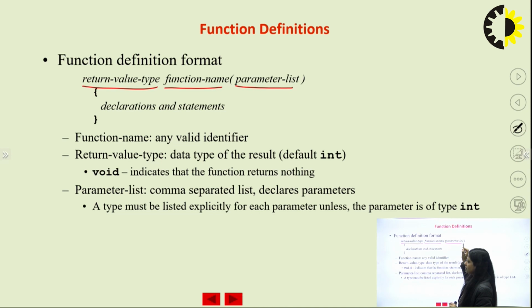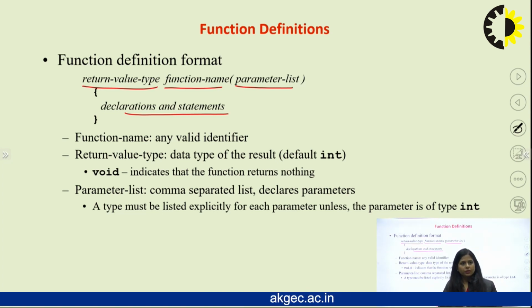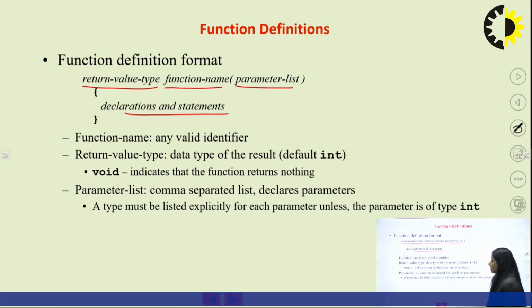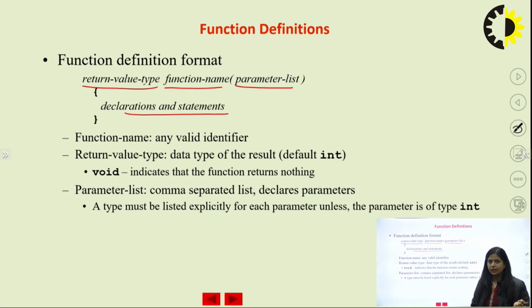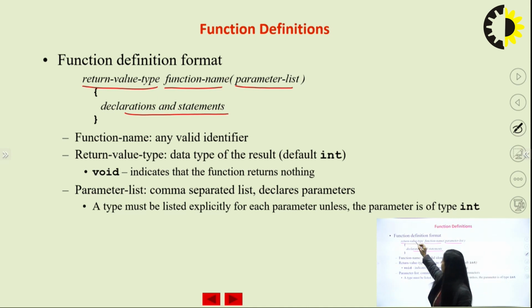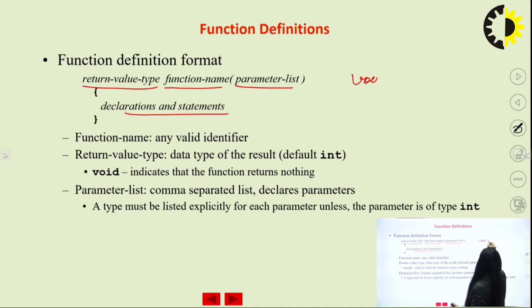Then we will have a parameter list. After that, some declarations and statements will take part. So for the function name, any valid identifier name we can take. The return value type is the data type of the result. That means what type of value it is going to return. If we have mentioned void, say void display, this function I have created.